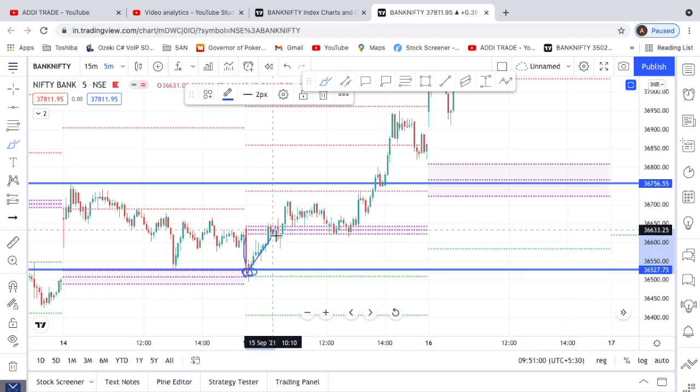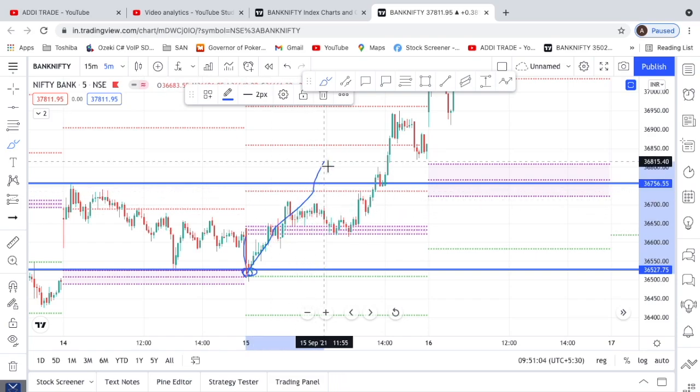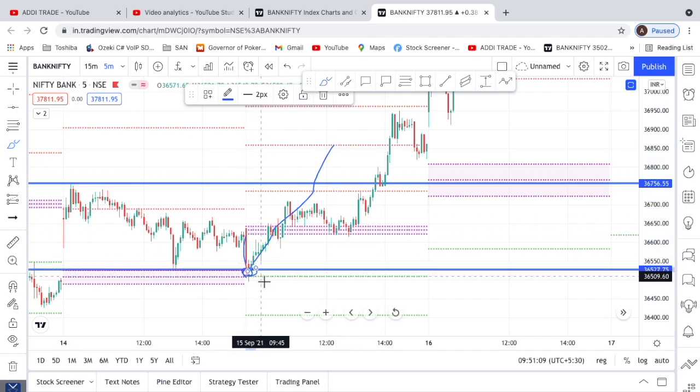We came down until here, took support at S1 previous day low and reversed back to the CPR, and then we went even higher until R1 and R2. But see from where the price reversed, exactly from S1 and previous day low. Since it didn't take out on the downside, we reversed on the upside.